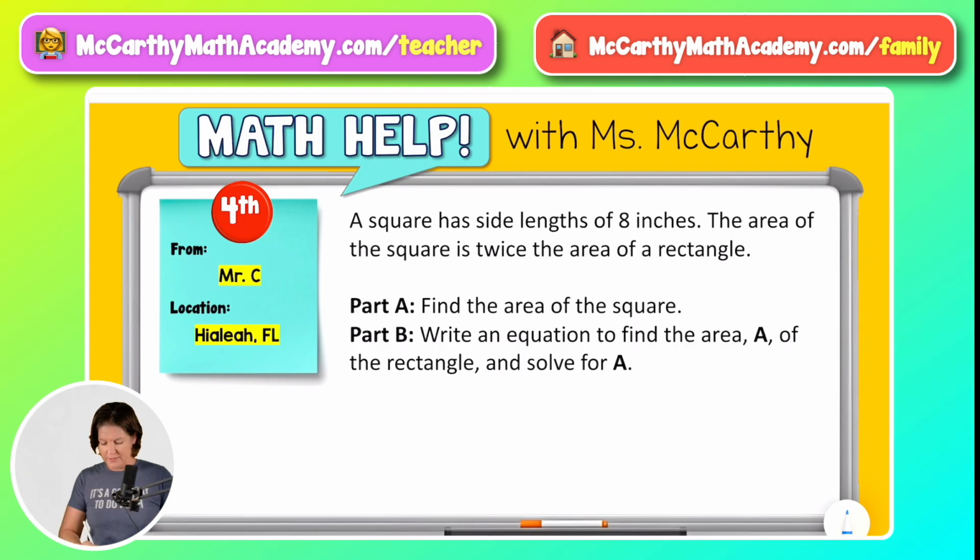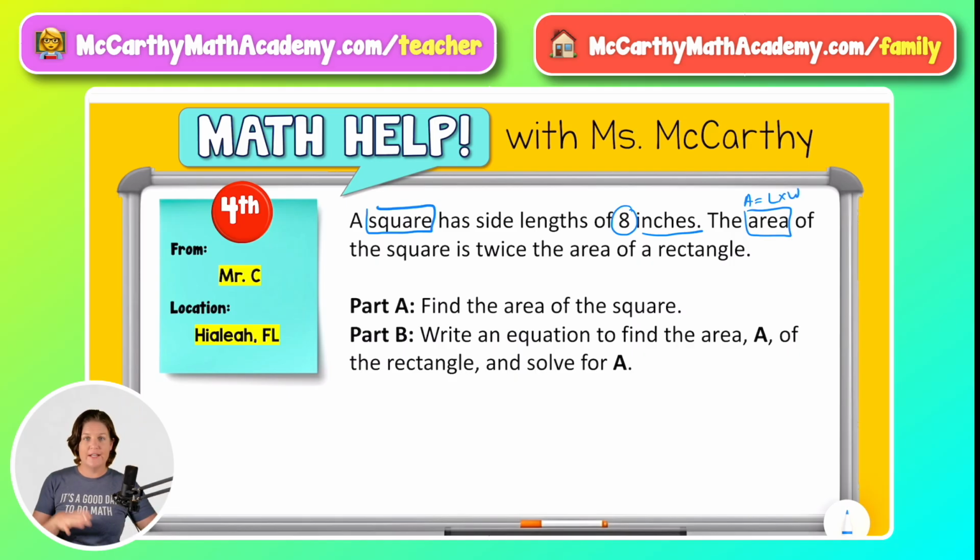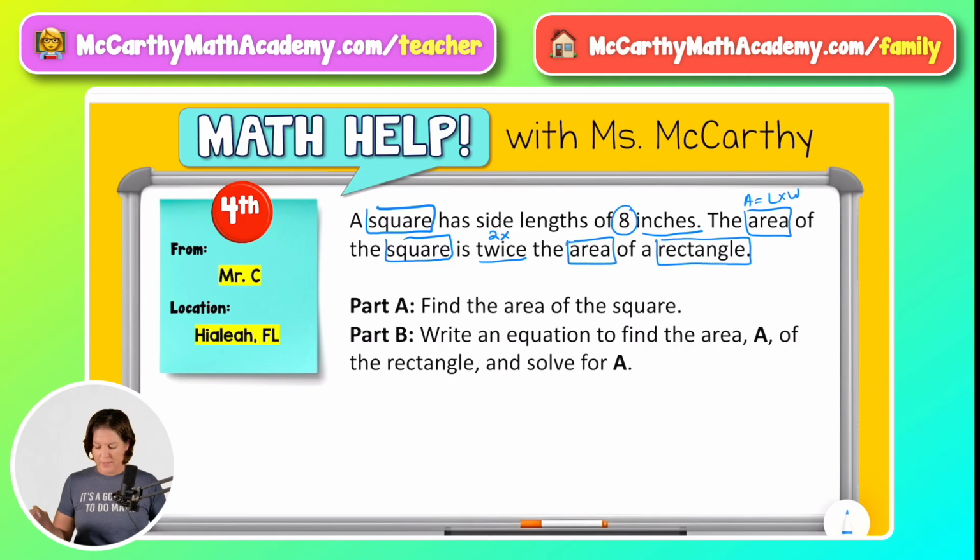It says a square has side lengths of 8 inches. The area equals the length times width. What you see me doing right here is annotating or marking up my text as I go. It helps me to make sense of it. This is what I have students do too. It's quick and it just helps to make sure that we're understanding what's going on. The area of the square is twice, so that would be 2 times the area of the rectangle. Okay, so we know that we have a square. Let me draw a little square, and we know that we have a rectangle. I'm going to draw a longer rectangle.